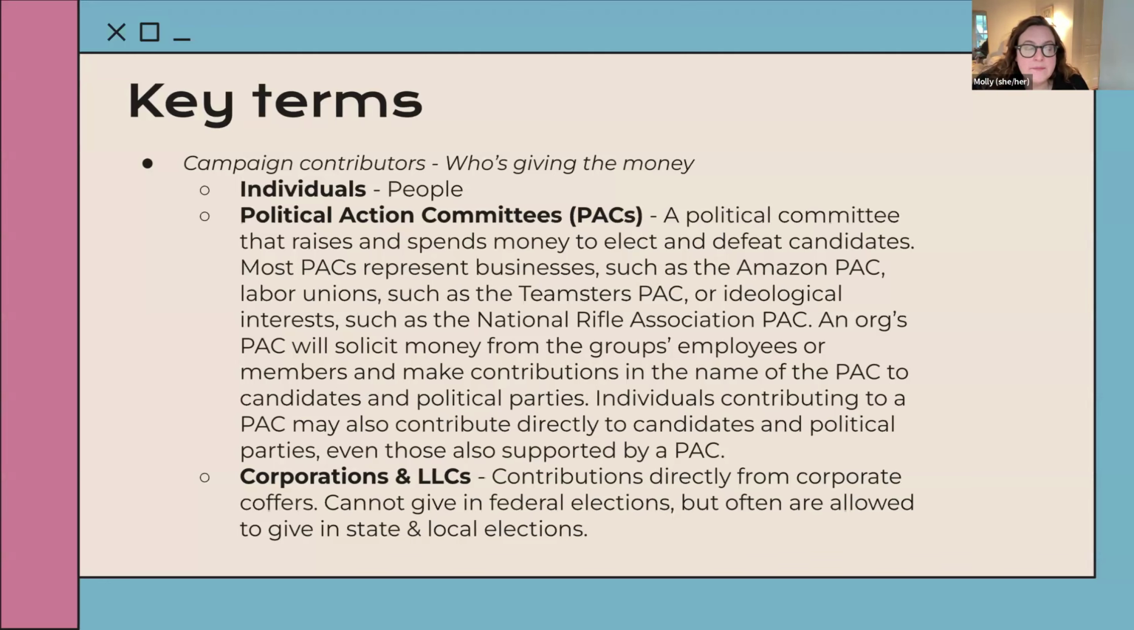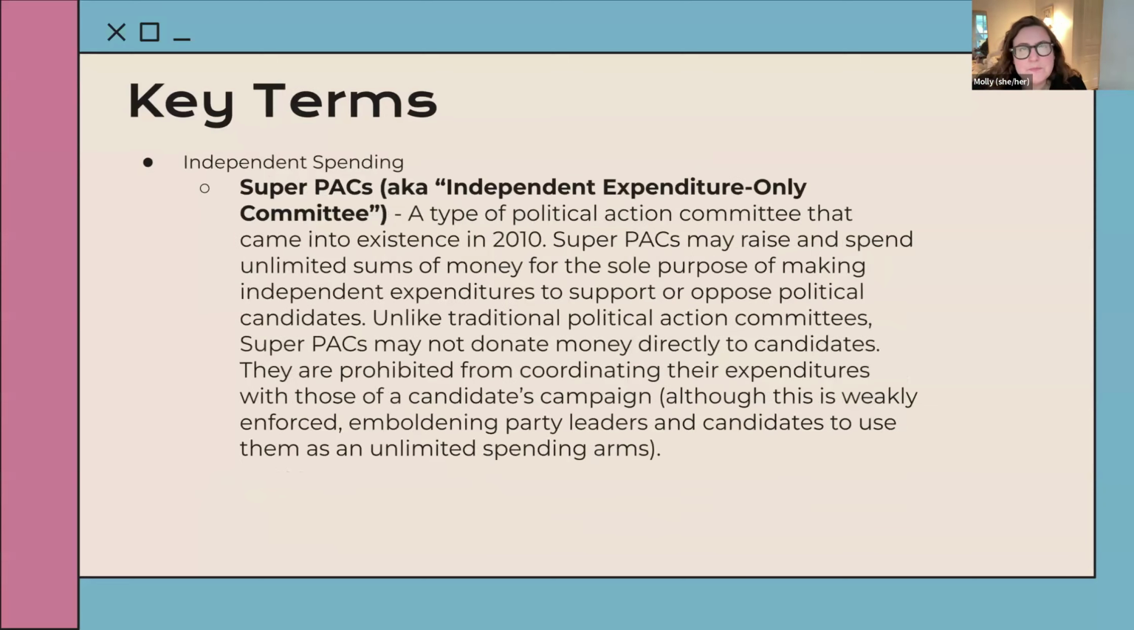The other way is also directly from corporations or from LLCs, limited liability corporations. That's money coming directly from corporate coffers. So that's not a company saying, I'm the head of the Amazon PAC, I'm in charge of Amazon's political strategy, and I'm getting employees to donate. That's just straight from the Amazon coffers. Oftentimes, there are regulations around that. Committees and corporations and LLCs can't give in federal elections, but oftentimes they're allowed to in state and local races. So it's worth paying attention to.